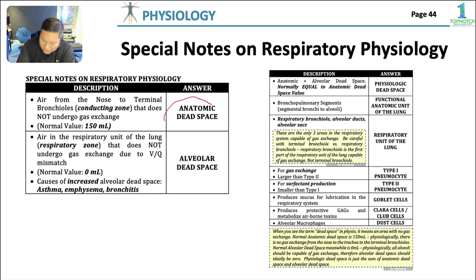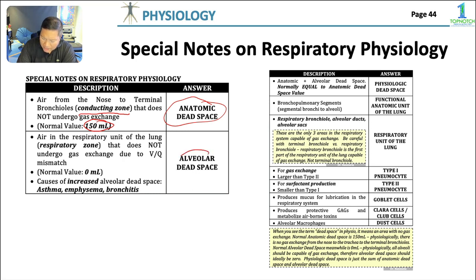Anatomic dead space is defined as the area from the nose all the way to the terminal bronchiole. It's anatomic, it's normal, okay, it's physiologic. You don't have gas exchange naman talaga from the nose all the way to the terminal bronchiole. So we call that area anatomic dead space, your conducting zone, because you merely conduct the air, no gas exchange is happening. Must know, normal value is 150 ml.